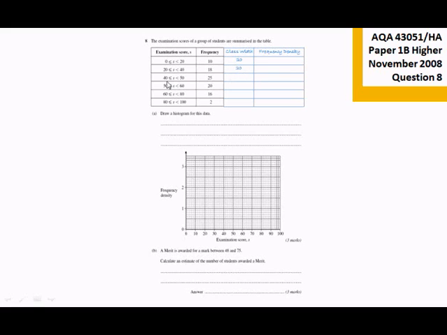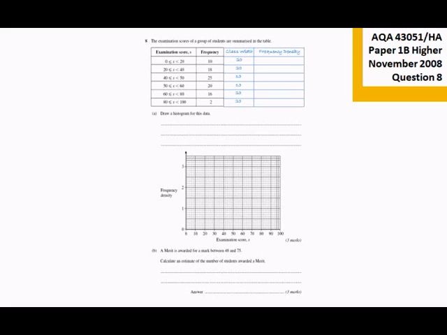But the next bar, it only goes from 40 to 50. So on the graph it's going to be from 40 to 50. 50 minus 40 is 10, so the class width is only 10 for that one. The next one goes from 50 to 60, so again the class width is only 10. The next one goes from 60 to 80, so the class width for that one is 20. And then the last one is 80 to 100, so the bar for that one is going to go from 80 to 100, so it's going to be 20 units wide.